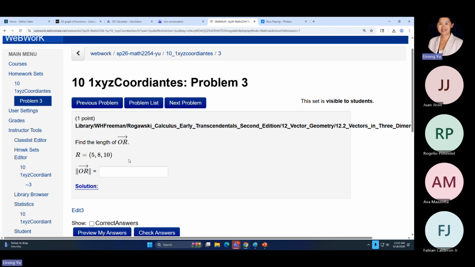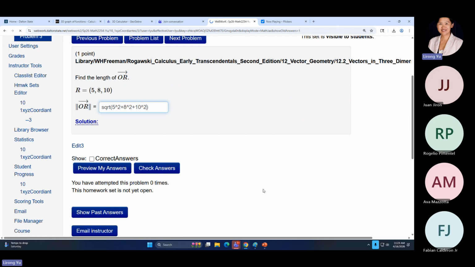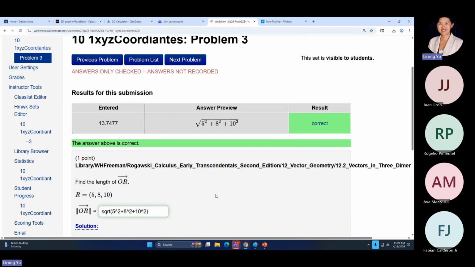This question is calculating the length of OR. R is (5, 8, 10). O is the origin, which is (0, 0, 0). So the distance will be the square root of 5 minus 0, which is 5, so 5 squared, plus 8 minus 0, which is 8, so 8 squared, plus 10 minus 0, so 10 squared. That square root will be the final answer of this question.